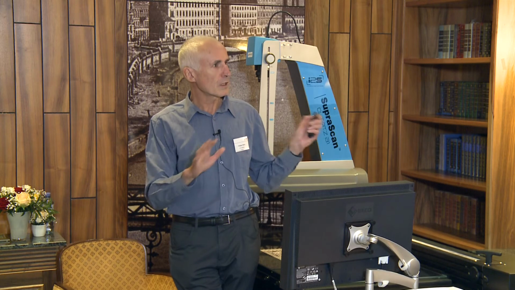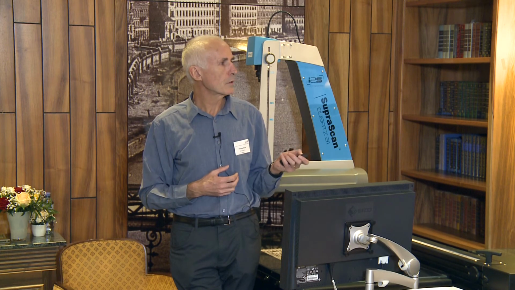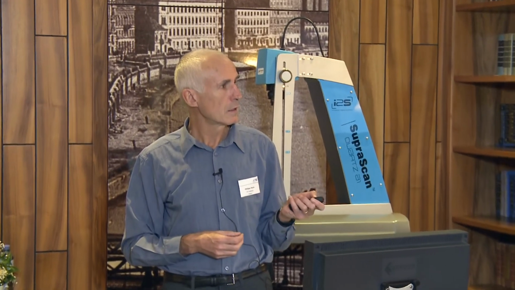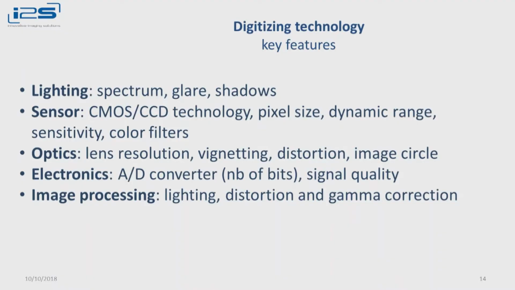So these are the two kinds of scanner. You have some other parameter. When you build a scanner, you have to take care about the lighting. We'll see the spectrum of the lighting is important. All the shadows, the reflection you can get also is important. Technology also, depending which color filter you are using, which are using CCD or CMOS technology, the size of the pixel, everything can have an effect at the end on the image quality. The optics, especially the resolution, is very important.